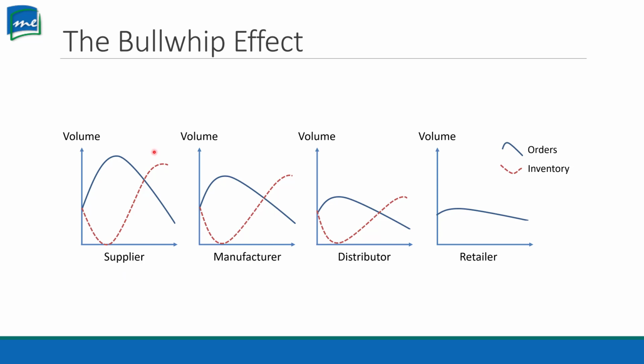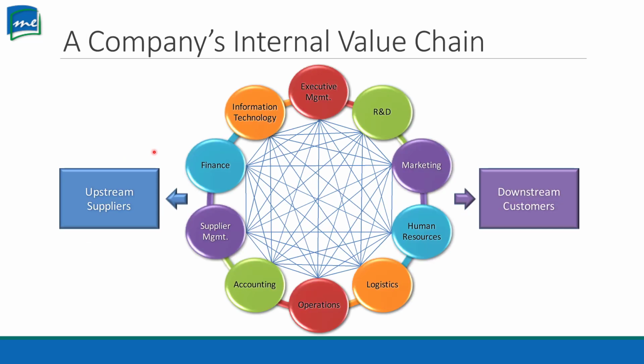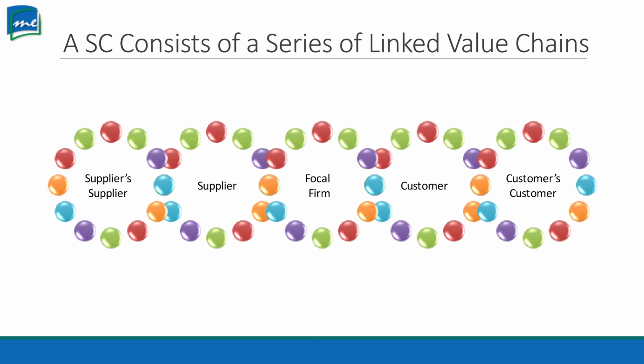So now we have to look at a company's internal value chain. So we have all the different areas within a company here. So research and development, marketing, finance, accounting, logistics, human resources, IT. All these add value to a company. Same thing with logistics, supplier management, operations, all of them. So they provide value. But when we look, every company has linked value chains.